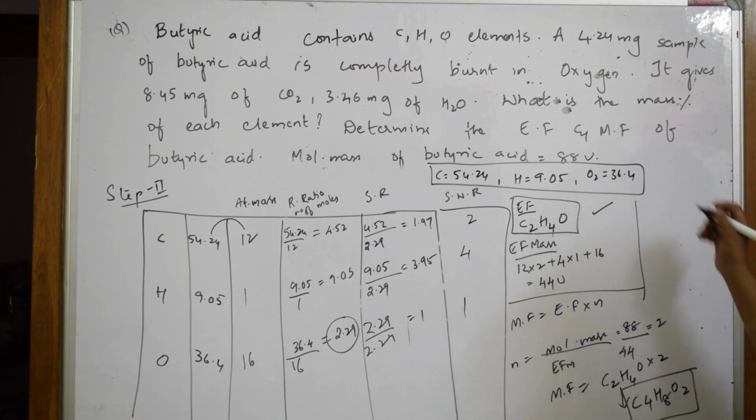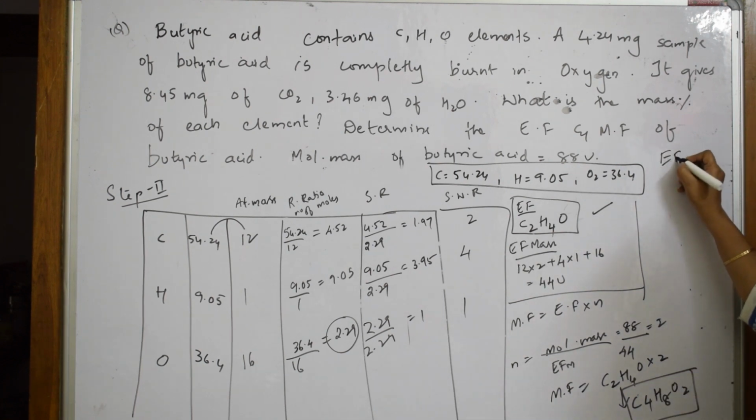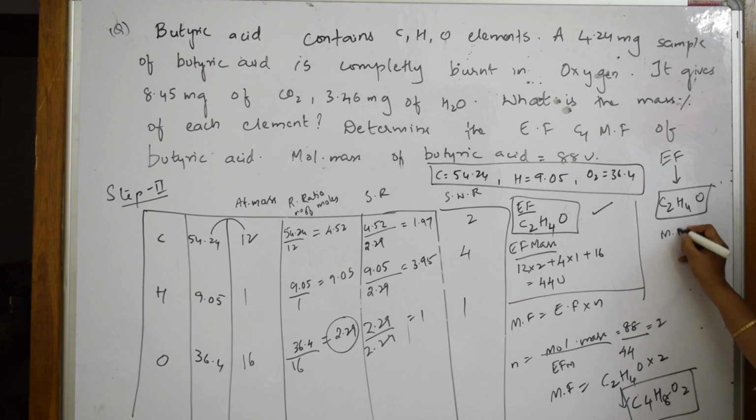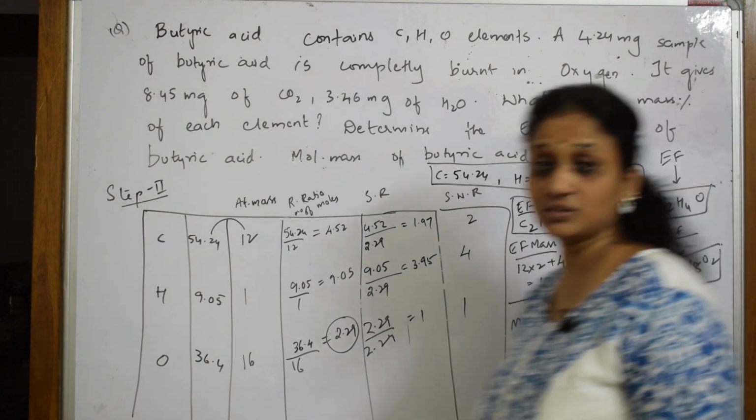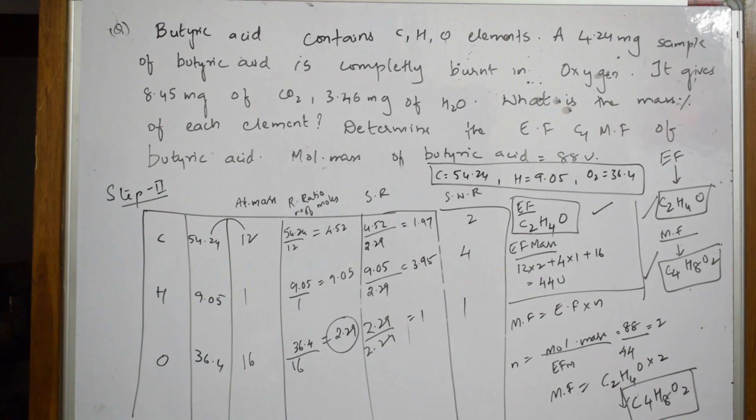So I have got both. The empirical formula which I got is C2H4O. The molecular formula which I got is C4H8O2. So this is your first answer, and this is your second answer. This is how you're going to do it.